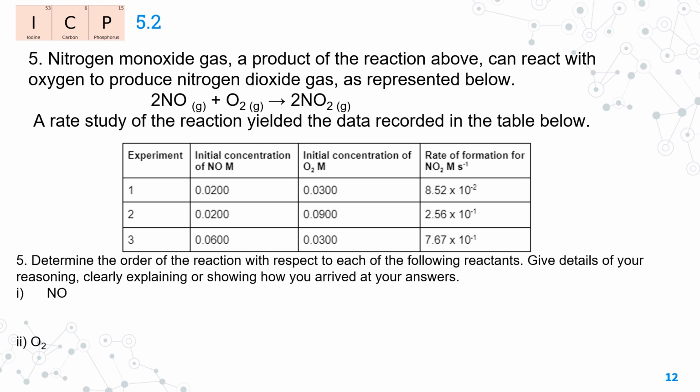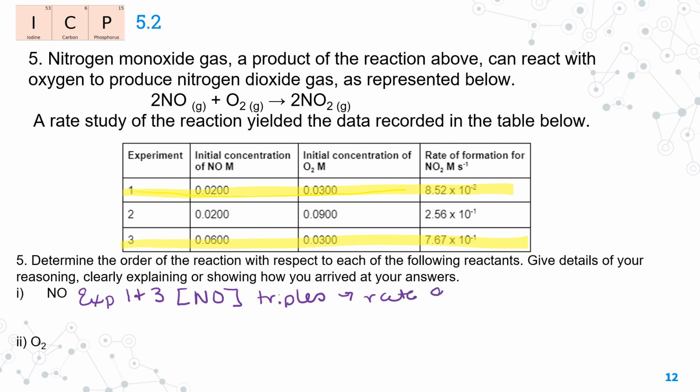So if I look at NO and O2, I want to find a place where NO changes, but O2 stays the same. So I am going to look in this case at experiment 1 and experiment 3. So when I look at experiment 1 and 3, the concentration of nitrogen monoxide triples and the rate changes by 9. Because one triples and the other changes by 9, this is going to be second order with respect to the concentration of nitrogen monoxide. So I would write that as NO squared.